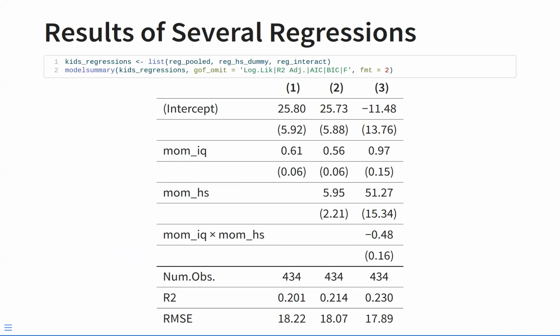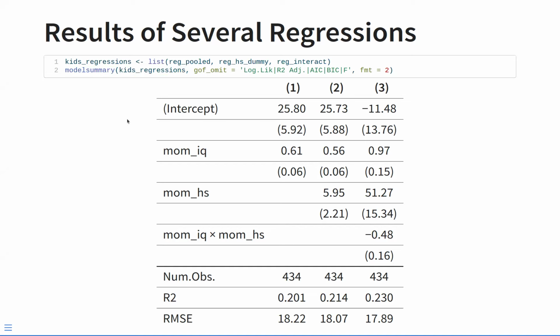All right, but what you really want to do is make one of those cool regression tables like you see in all the top applied journals, right? So here what I'm going to do is construct a list with 3 elements: reg_pooled, reg_HS_dummy, and reg_interact. These are 3 of the regressions that we fitted above. When I construct this list, I'm going to call it kids_regressions. I can now pass the whole list in as the first argument of modelsummary.